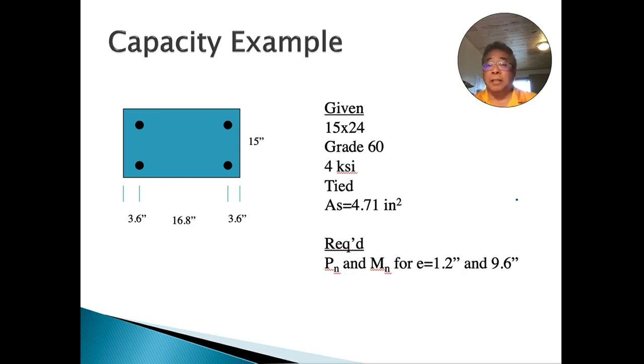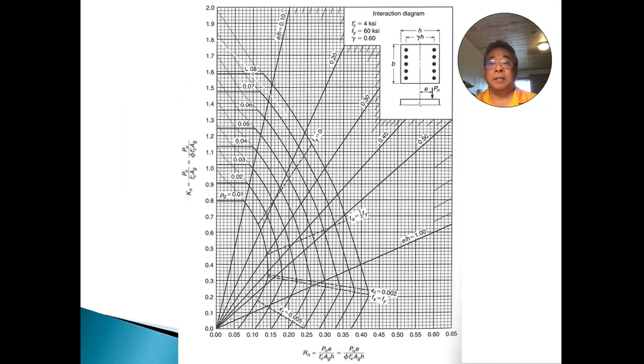And I know the eccentricity, the ratio of M to P, is 1.2 inches, and another time it's 9.6 inches. Okay, and so I want to know the capacity when the eccentricity is small, and I want to know the capacity when the eccentricity is larger. Okay, and we're going to do this by using these graphs. Okay, so I've got a graph here that is, is it the right? It's the wrong gamma. I pasted in the wrong one. I wanted the one that was gamma is 0.7. Oh well.